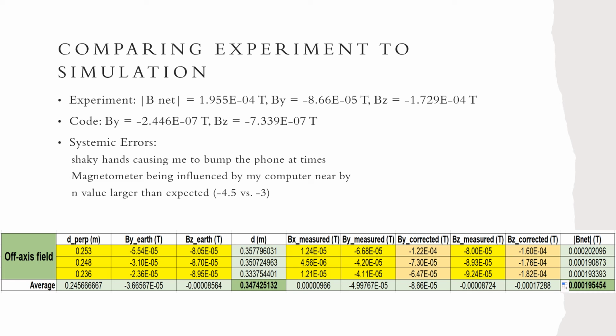The magnetometer was also influenced by my laptop and computer nearby, as well as other metal objects in the surrounding area. They weren't close by. I tried to make sure, but it still could have impacted the values, as well as the fact that the n value that we found in the first part of the experiment was larger than expected, and I used that for some of my calculations in order to find mu. So, because of these influences, that could probably account for the differences in the numbers.